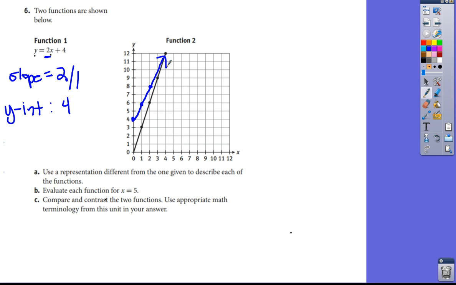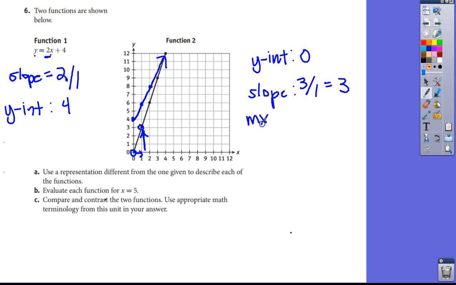So that's the first part. I graphed function 1. The next part is I'm going to write an equation for function 2. So my starting number here is 0. My y-intercept is 0. My slope, I'm going to use this point and this point. So I'm going to go over 1 and up 3. Okay? The up always goes on top. So we'd have 3 over 1, which is just the same as 3.